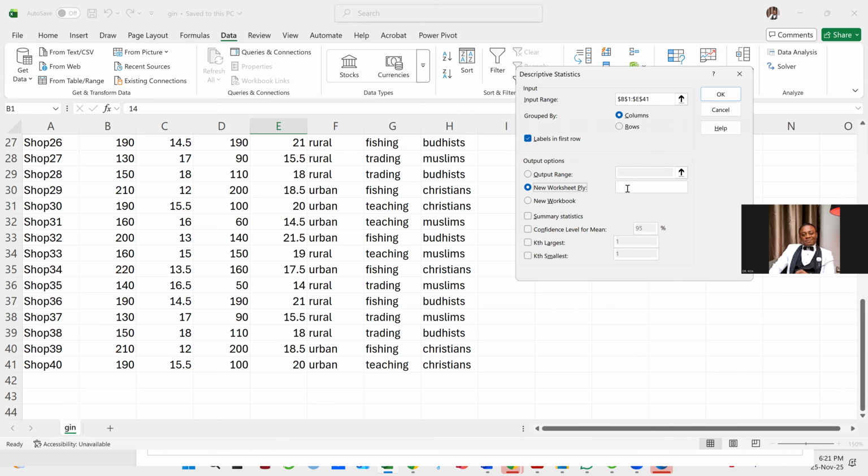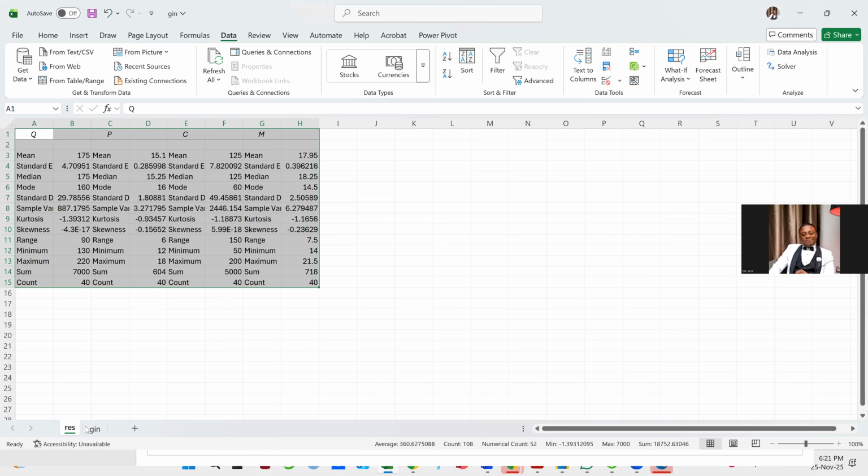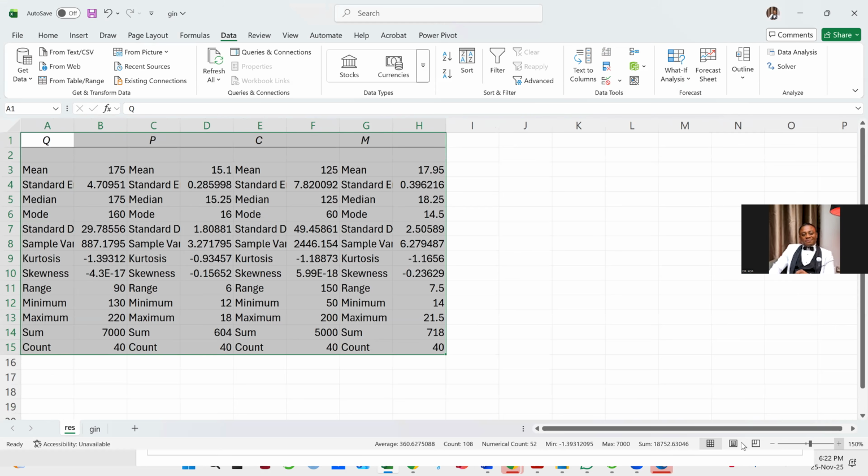Under the new worksheet, type something small. Let's say type like result, RES, and check summary statistics. You're done. Click enter or OK. And you can see the new sheet is created. And this sheet that has been created is known as your descriptive statistics.